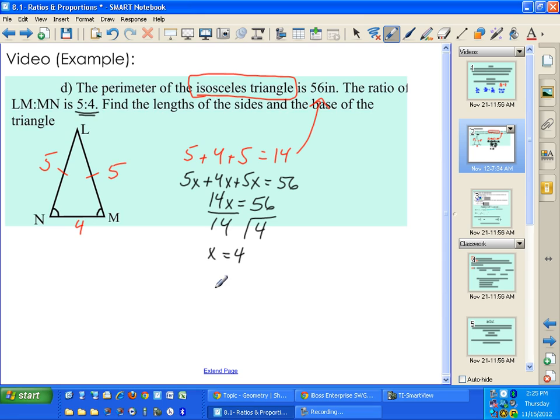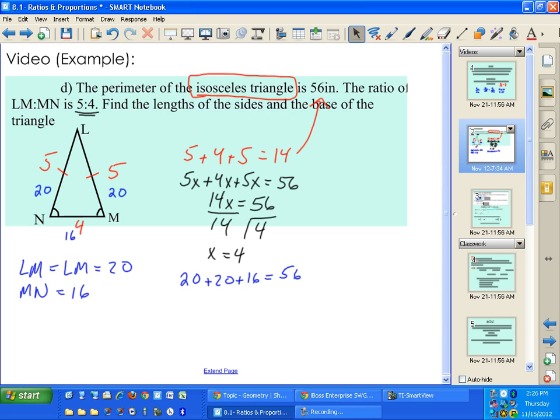So if I take 5 times 4, which is 20, and 5 times 4 is 20, and 4 times 4, which is 16, and now if I add up the sides, 20 plus 20 plus 16, I get 56. So the side lengths were 20, and the base was 16. So LM equals 20, and MN, which is the base, was 16. That's what they were asking me to do, and I just thought about it in terms of my ratio and my congruent sides.